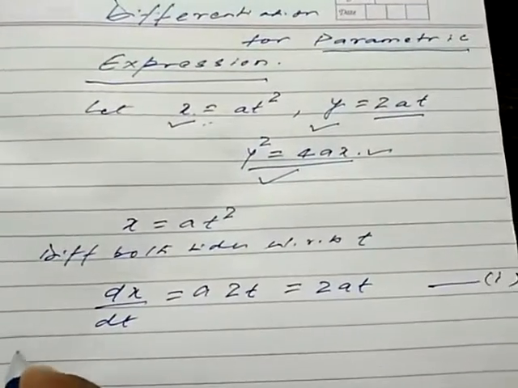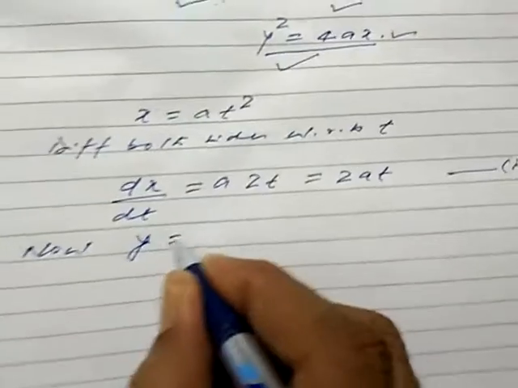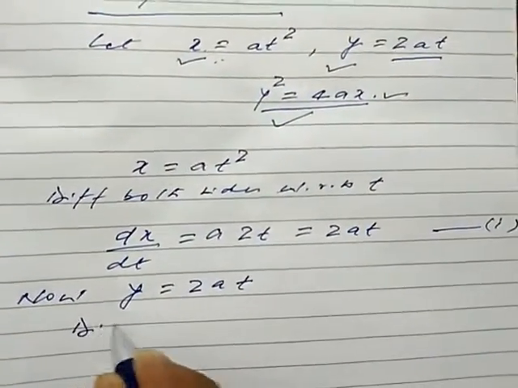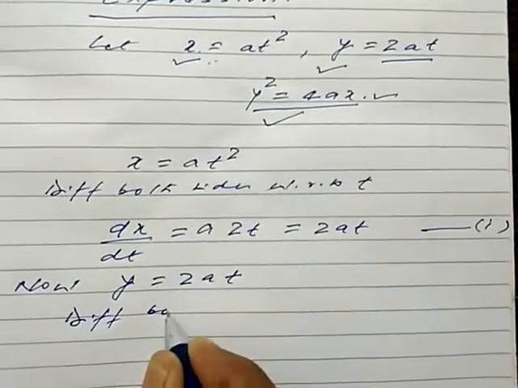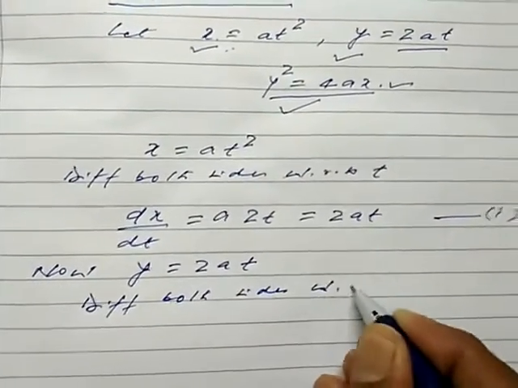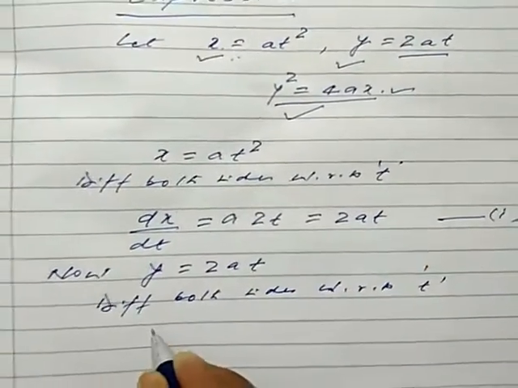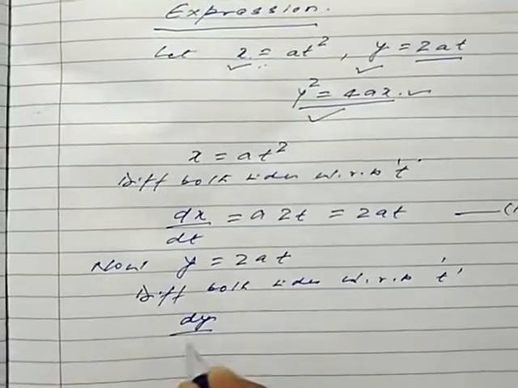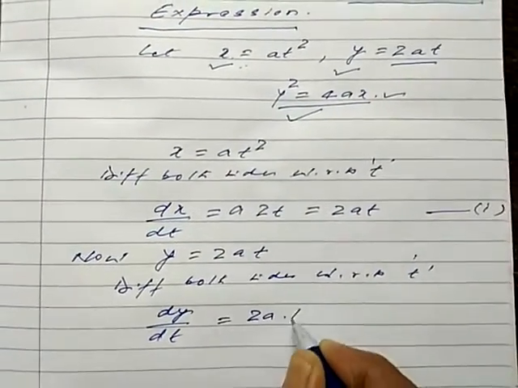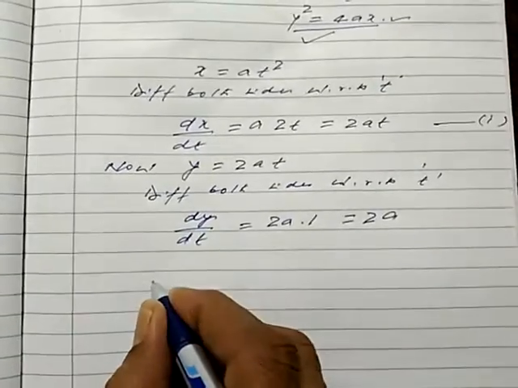Further, now we will take y. This is 2at and we will differentiate it with respect to t. Differentiating again both sides with respect to t, what will happen here? This will be dy by dt and that will be 2a because t is the 1. So this is 2a. Now our motive is to find dy by dx.